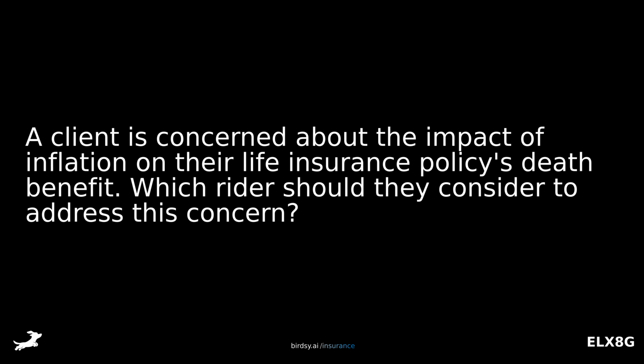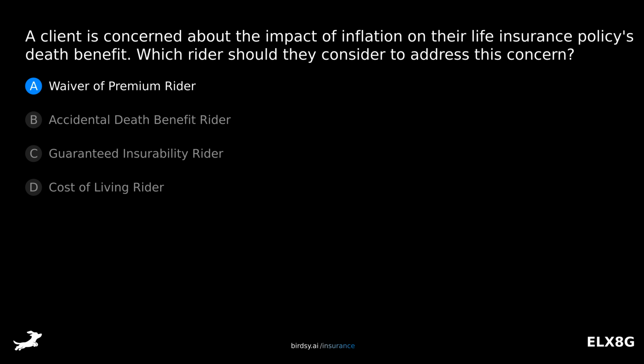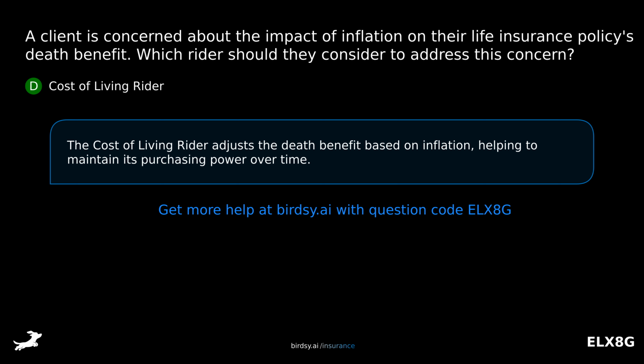A client is concerned about the impact of inflation on their life insurance policy's death benefit. Which rider should they consider to address this concern? Is it A, waiver of premium rider, B, accidental death benefit rider, C, guaranteed insurability rider, or D, cost of living rider? The answer is D, cost of living rider. The cost of living rider adjusts the death benefit based on inflation, helping to maintain its purchasing power over time.